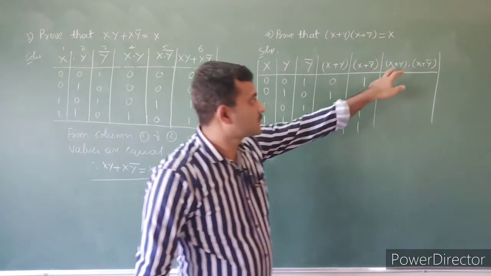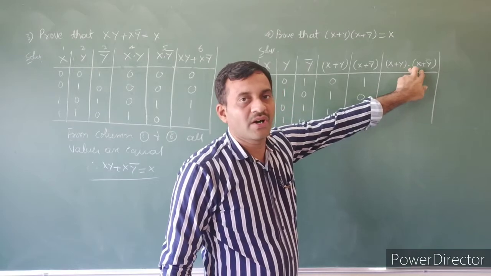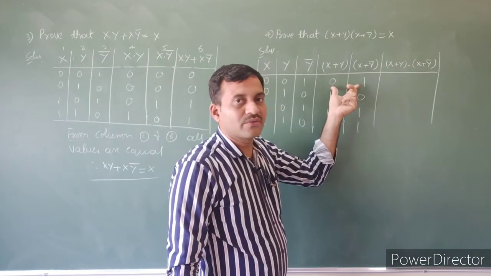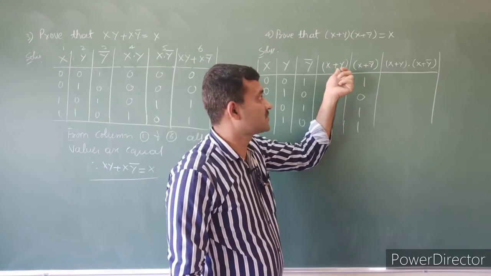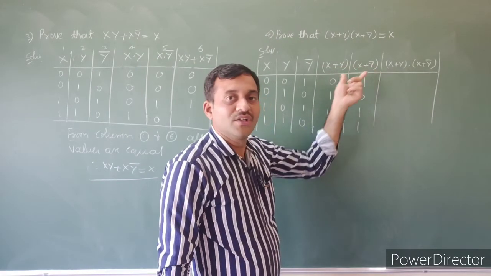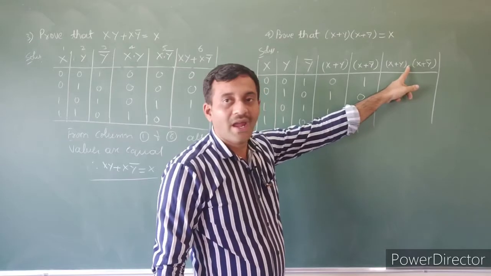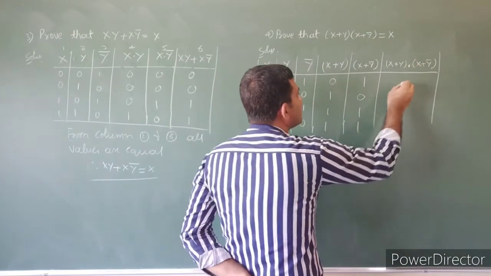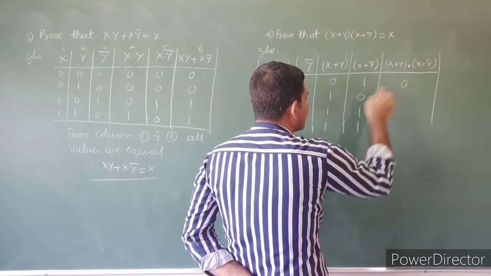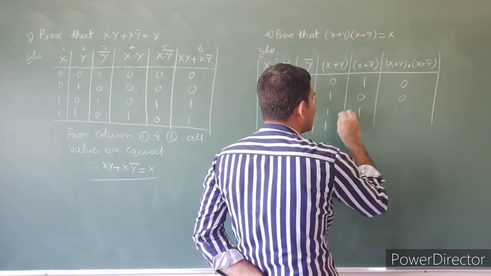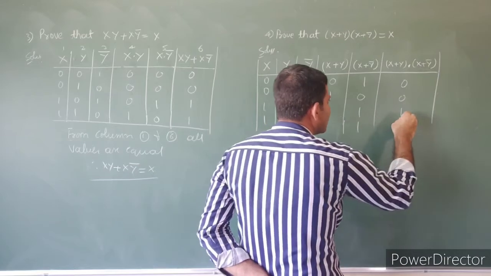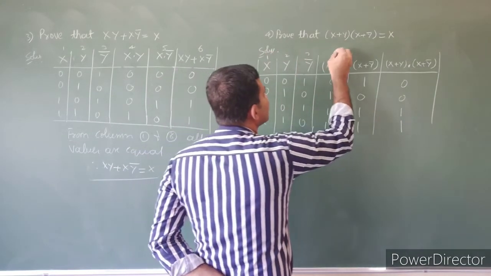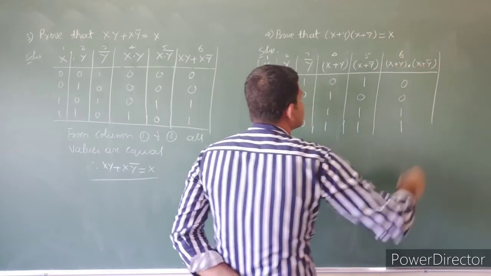Then perform (x plus y) into (x plus y bar). To perform this expression, observe column number 4 and 5. Already we evaluated x plus y, then x plus y bar. Use those columns and perform the AND operation. Here it is an AND operation. So 0 into 1, 0; 0 into 1, 0; 1 into 0, 0; 1 into 1, 1; 1 into 1, 1. Next label the columns 1, 2, 3, 4, 5, 6.